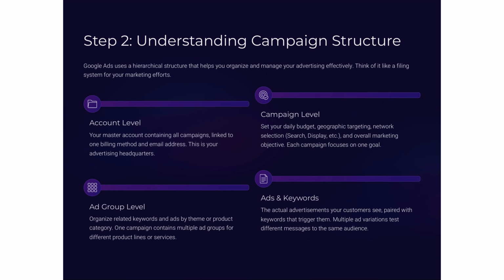Google Ads' hierarchical structure is like a marketing filing system. At the account level, manage all campaigns with a single billing method. The campaign level sets daily budgets, geographic targets, and marketing goals. Ad groups organize keywords and ads by theme. Ads and keywords are the visible elements, testing messages to engage audiences effectively.